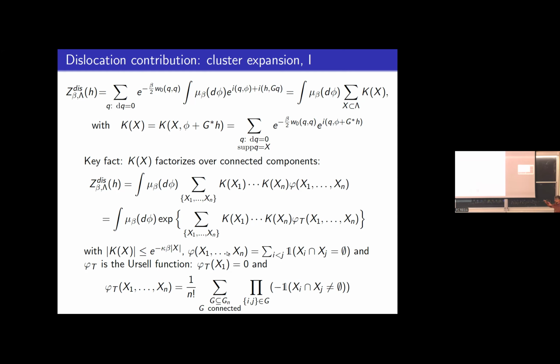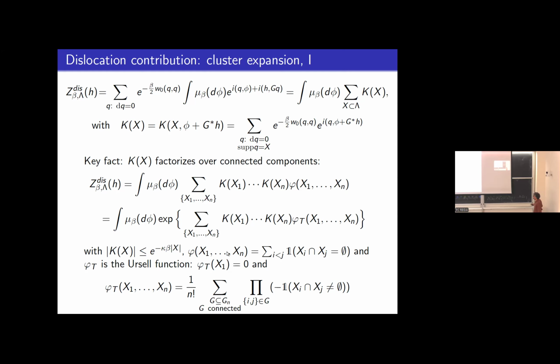If I now decompose the support of Q as a union of maximally connected components, each component Qi has dQi equal to 0. So if you now write Q as a sum of the Qi's, everything factorizes. So you get this decomposition over connected components, and you can rewrite it like this.